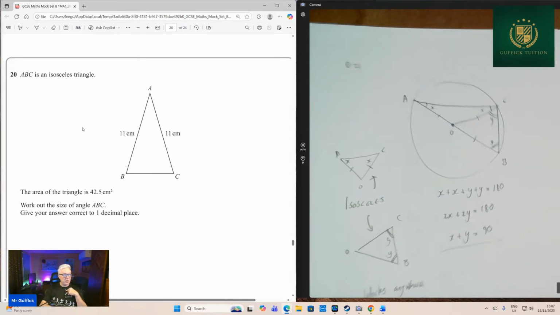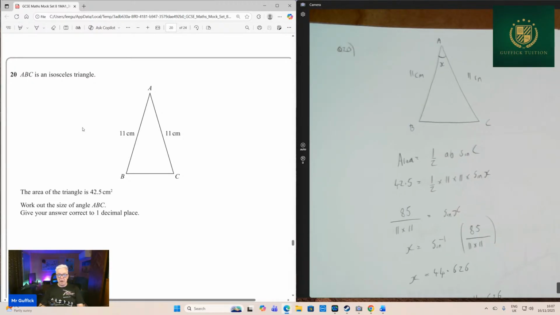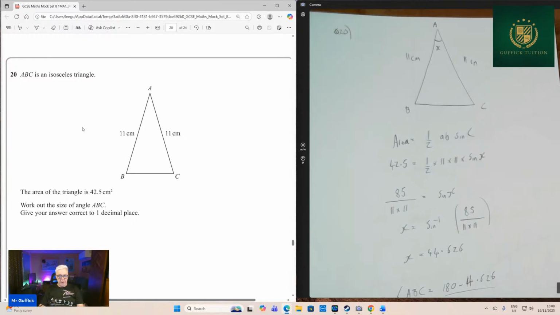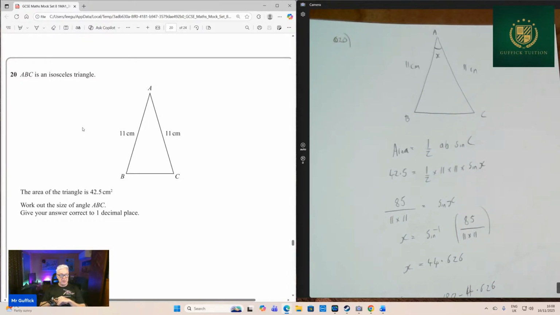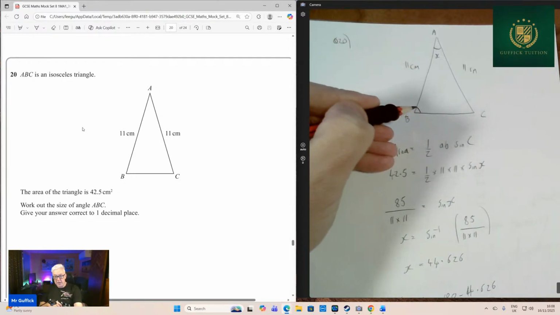Question 20, what is going on with this one? ABC is an isosceles triangle, it says, okay? The area of the triangle is 42.5 centimeters squared. Work out the size of the angle ABC. So ultimately, we want to know this angle down here, ABC.